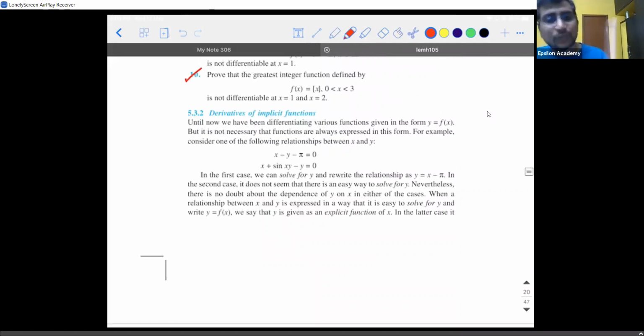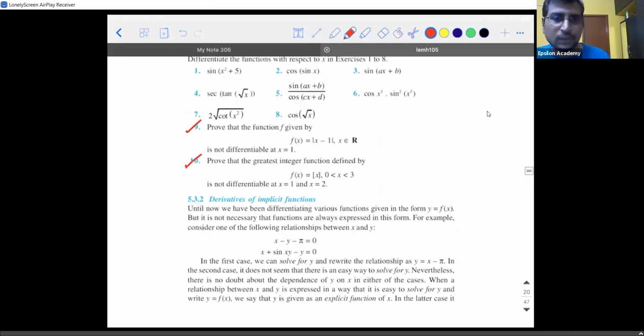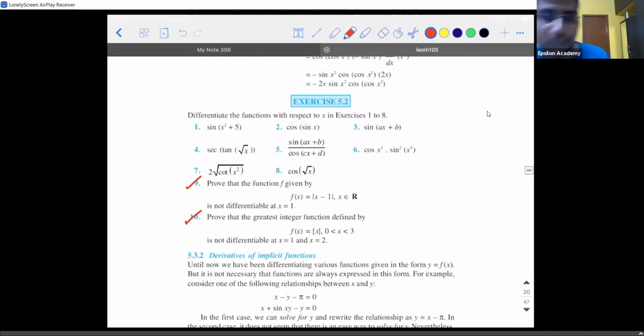Actually, beyond this, all things are simple. It is all about how you are going to differentiate a composite function. If you observe this, sine of x square plus 5 is actually a composite function. Then you have cos of sine x, which is also a composite function. Sine of ax plus b is a composite function. You're able to understand? So the next part is how to differentiate them. That we will see in the next class.